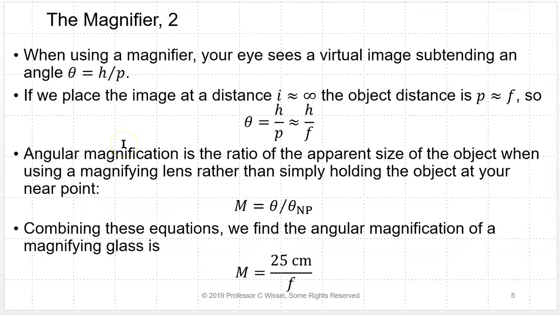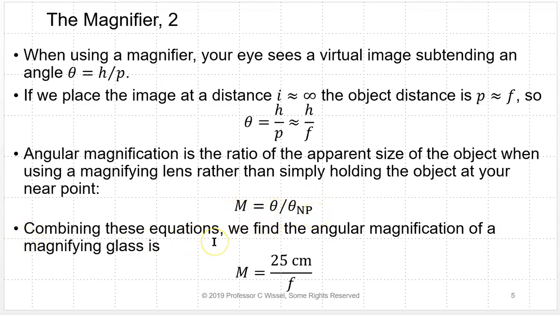Now, when using a magnifier, your eye will see a virtual image subtending an angle theta equals h over p. If we place the image at a distance i equals infinity, then the object's distance p is approximately equal to f. So theta will be h over p, or approximately h over f. Angular magnification is the ratio of the apparent size of the object when using a magnifying lens to looking at the object at your near point. In other words, magnification m equals theta over theta np.